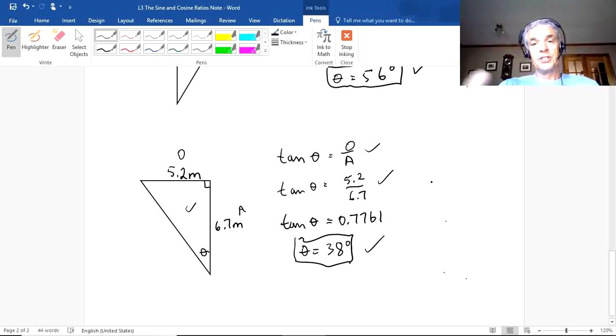So today's worksheet, you could have anything, tan, sine, or cos questions on there. So you have to be able to break it apart and figure out which one you use in each situation.